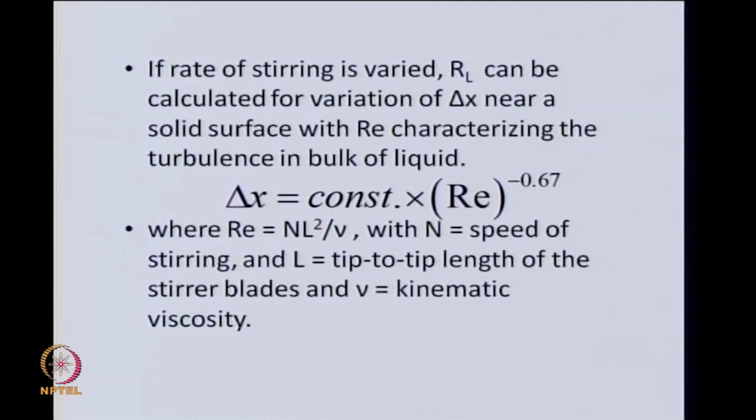and delta x is proportional to this Reynolds number to the power minus 0.67, where Reynolds number will be something like NL square by nu, where N is the speed of stirring, the RPM kind of thing, and L is the tip to tip length of the stirrer blades. So, whatever is stirring that, and nu is the kinematic viscosity. You can see that NL is with the velocity units. So, velocity times length scale by kinematic viscosity, that is the structure of Reynolds number.